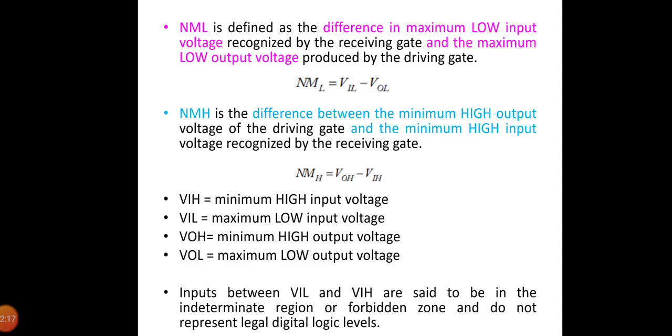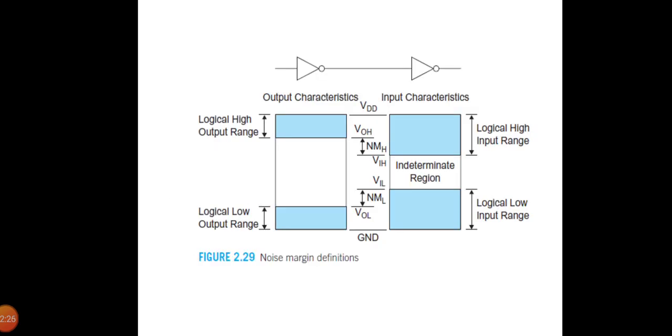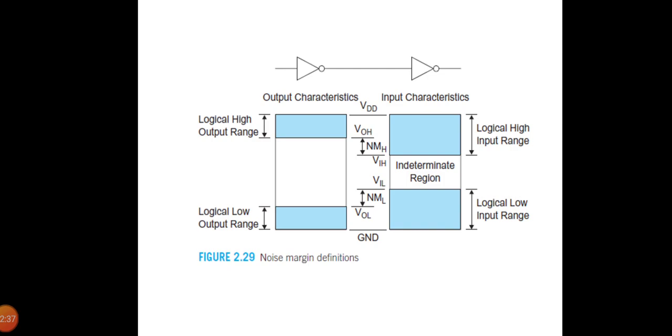Inputs between VIL and VIH are said to be in the indeterminate state or forbidden zone and do not represent legal digital logic levels. And this diagram shows the noise margin definitions, where this is your VOH, and this is the noise margin high, and this is noise margin low, which is the difference between VOL and VIL. The NMH is the difference between VOH and VIH.